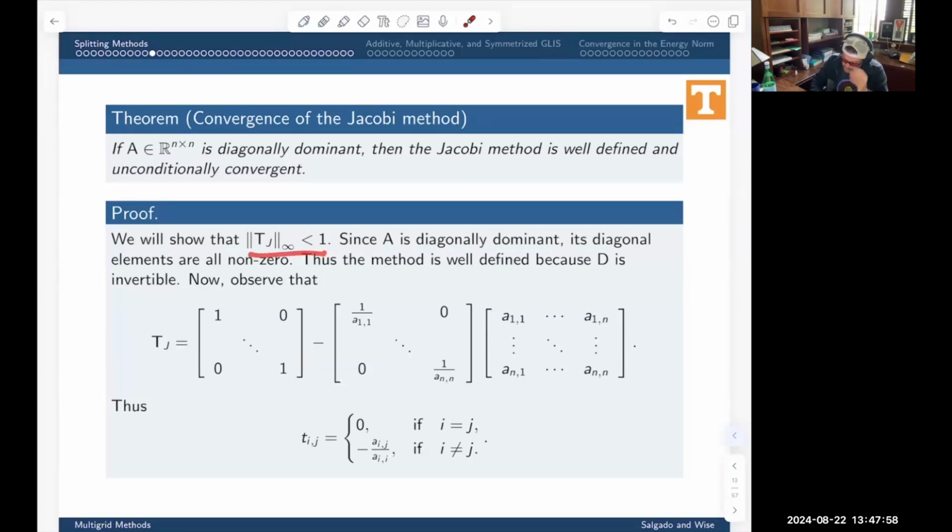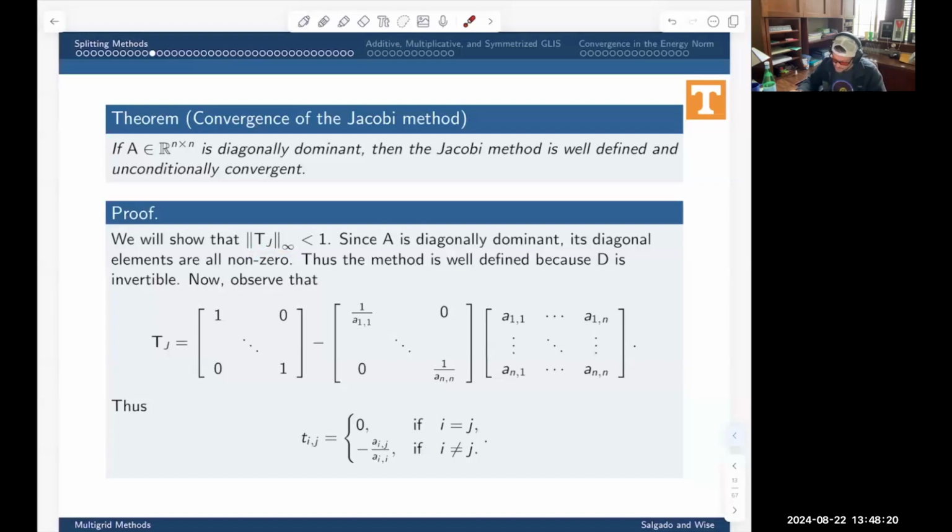So let's try to show, using our little theorem, our little corollary maybe, that the error transfer matrix in the infinity norm is strictly less than 1. And if that happens, then we have convergence. So everything now is just geared towards showing that this is true.